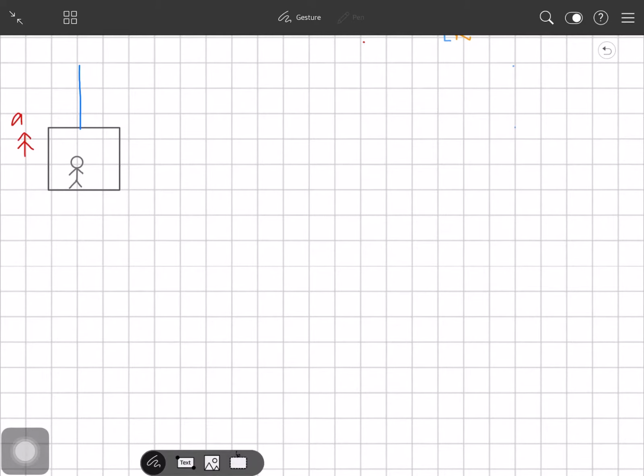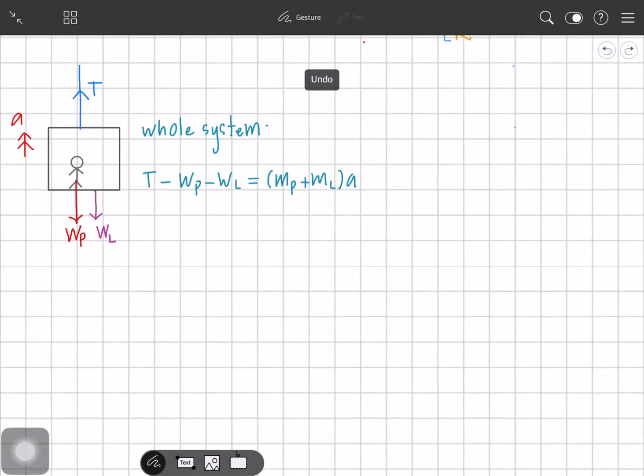So now if we resolve as the whole system, we have tension going upward, the weight of the person going downward, and the weight of the lift going downward. We can write the equation of the force as T minus the weight of the person minus the weight of the lift equals the mass of the person plus the mass of the lift multiplied by acceleration.